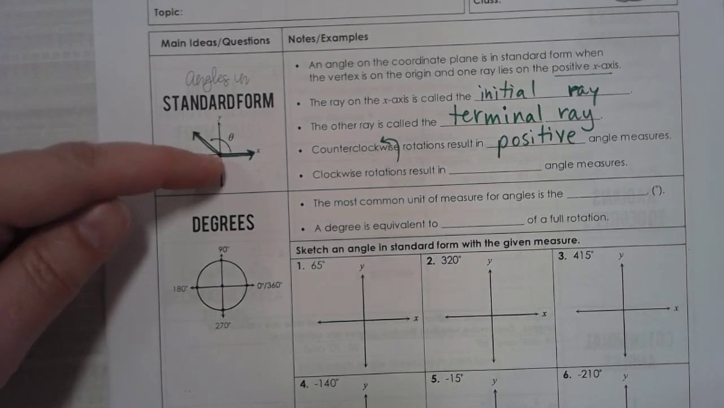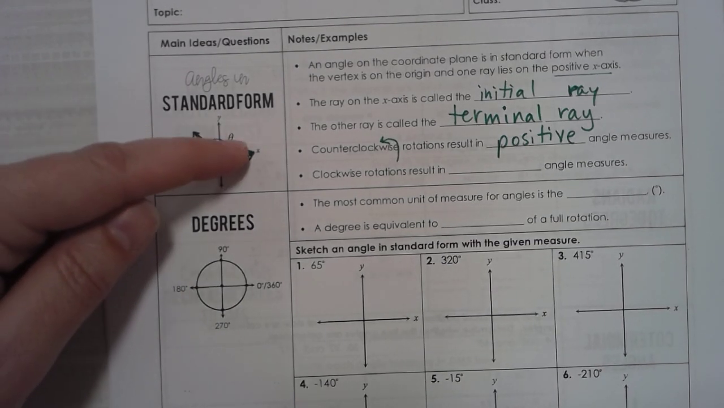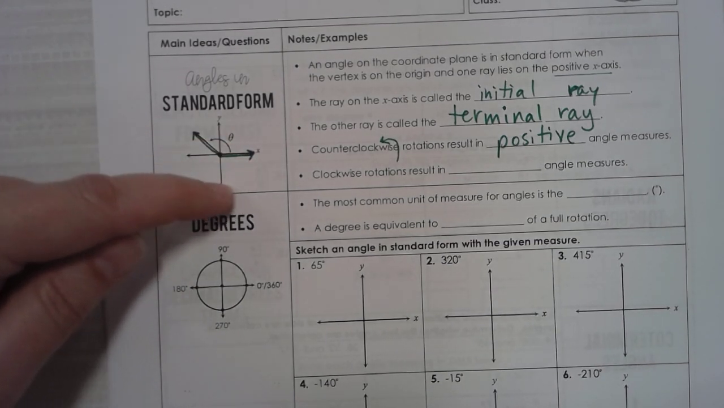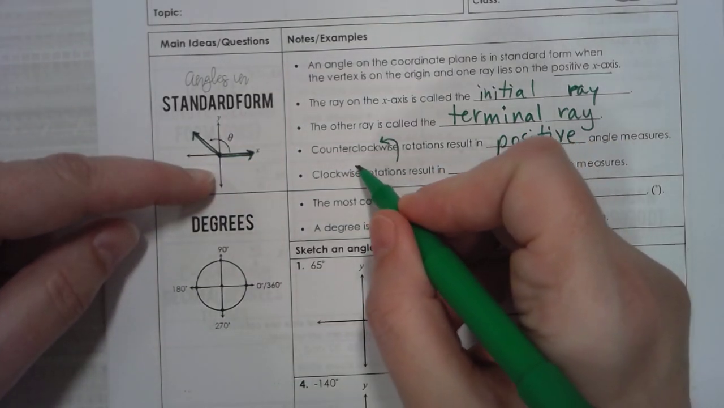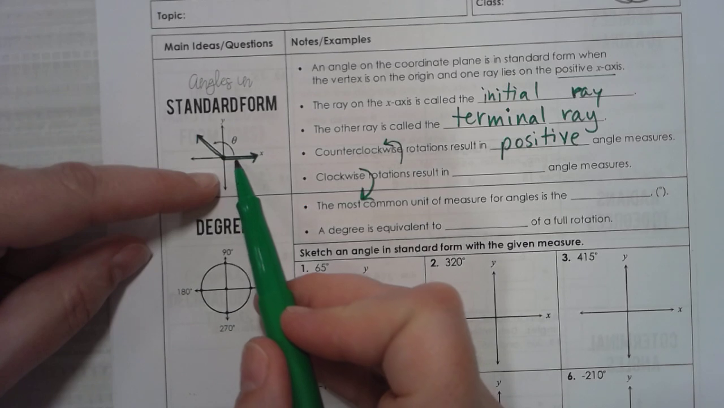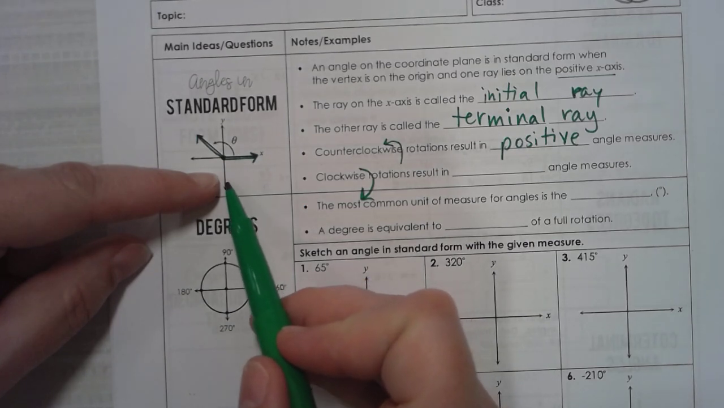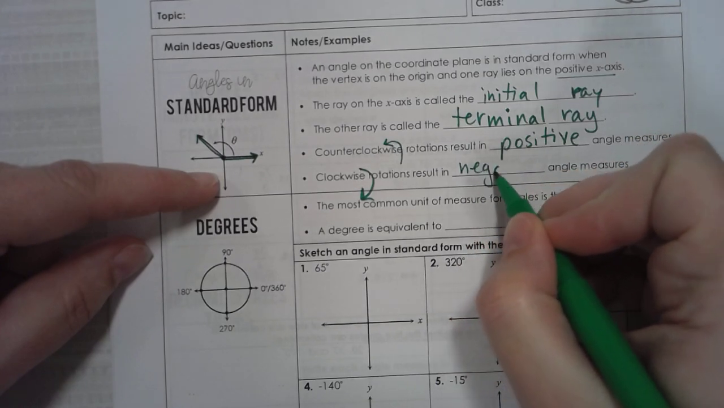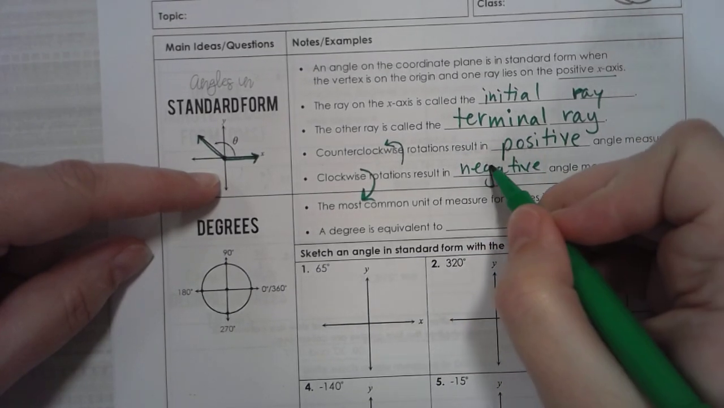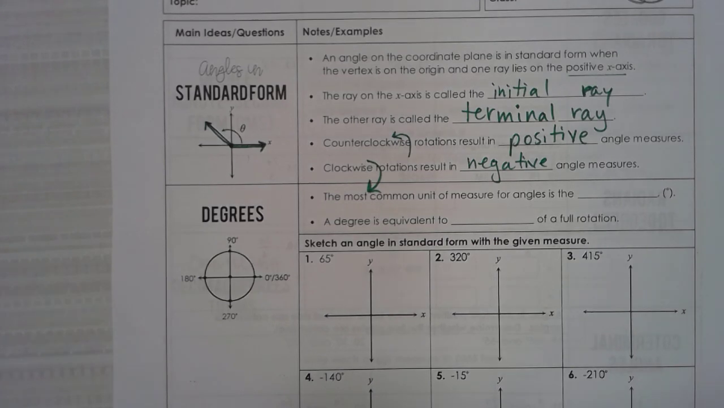Okay, if we have an angle that starts here on the x-axis and the terminal ray is down here below the x-axis, this is going to be considered a clockwise motion because it starts here at this initial ray and it's going to open up back this direction to the left. That is going to be a negative angle or a negative measure. So in geometry, we only ever talked about positive angles. Now in pre-cal, we could have negative angles as well.